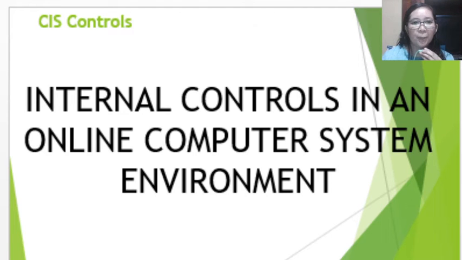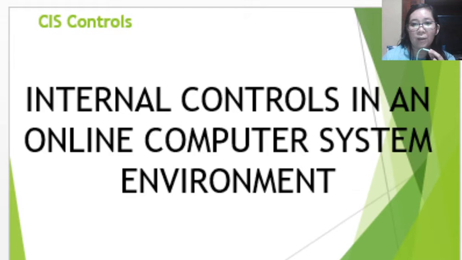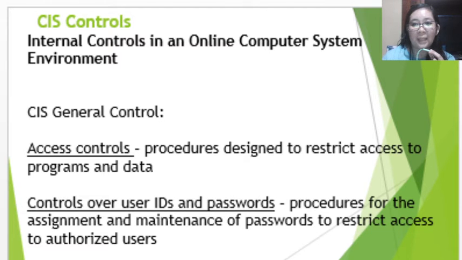Okay, so we will continue with the internal controls in an online computer system environment. We also have here the general and application control. For the general control, we have the access controls. These are the procedures designed to restrict access to the programs and data. Another is controls over the IDs and passwords. These are the procedures for the assignment and maintenance of passwords. This is for the purpose of restricting the access to authorized users only.